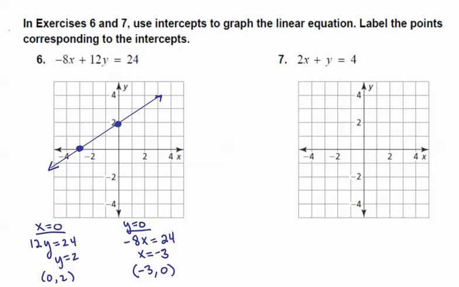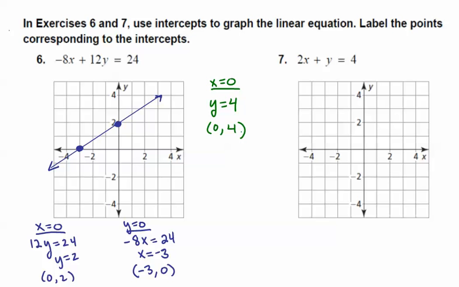We have the equation 2x plus y is equal to 4. So the first thing I want to do, let x equal 0. When x is 0, 2 times 0 is 0, and I have the equation y is equal to 4, or my y value is 4, and so I have x is 0, y is 4.